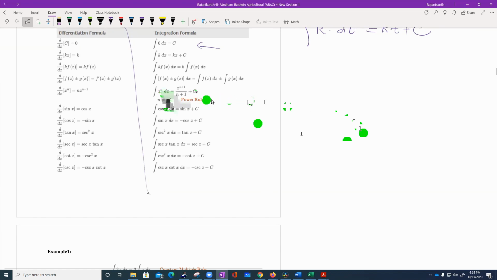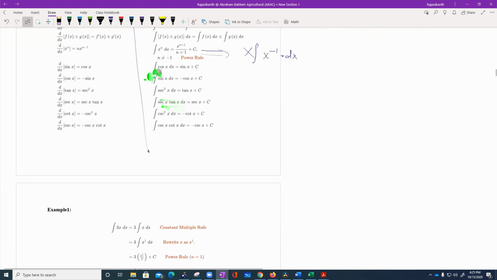That means this formula will not be valid if n is -1, because you would get 0 in the denominator. So you cannot apply this formula here because n is -1. Other than that, this formula is fine.